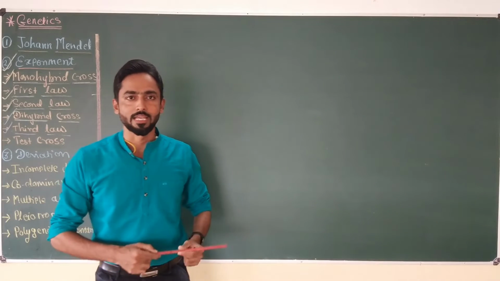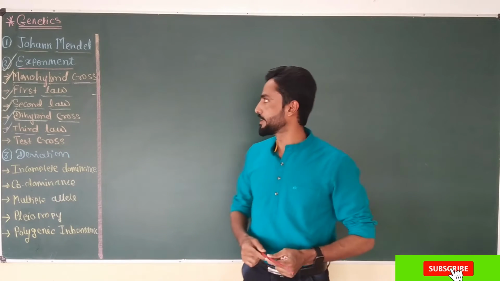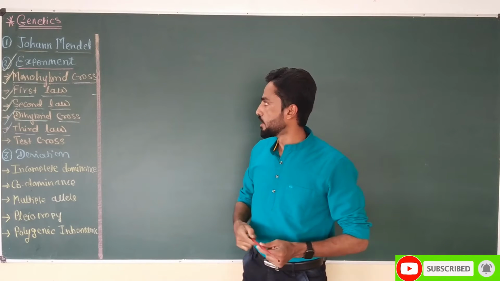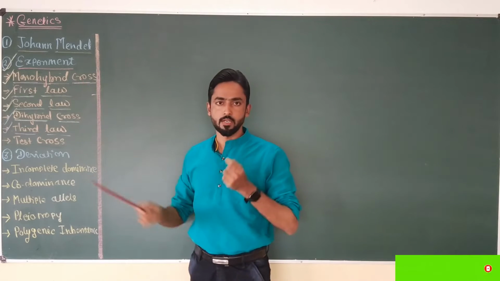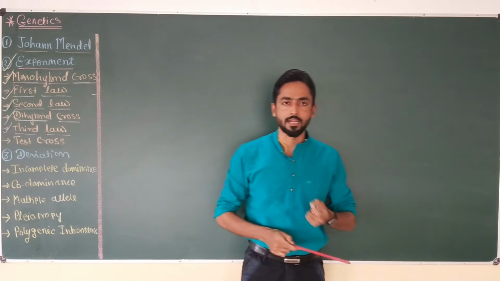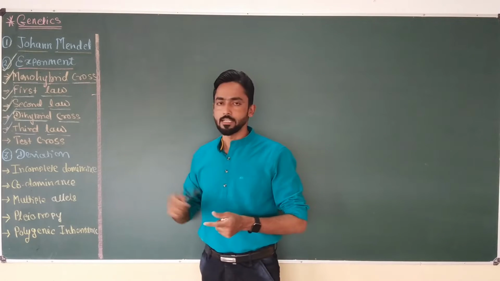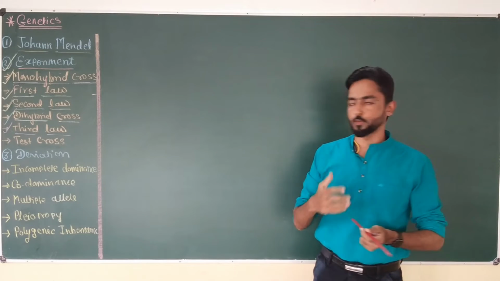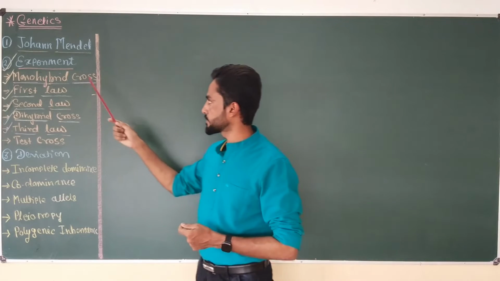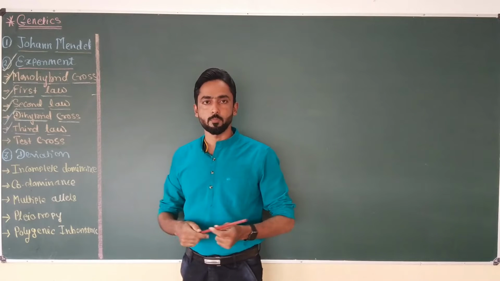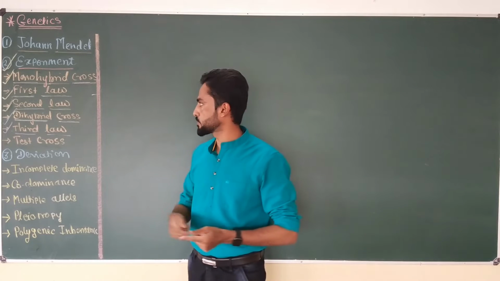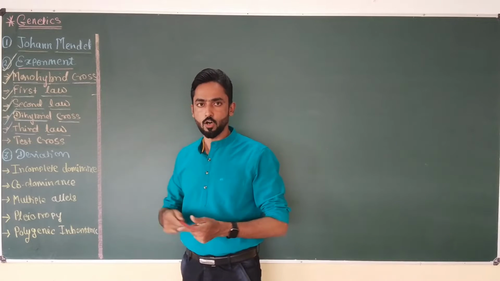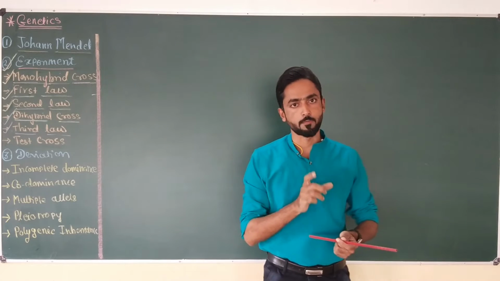Hello everyone. In this video series, I have already discussed the biography of Gregor Johann Mendel, then the monohybrid cross which Mendel performed on garden pea plant. In this type of cross, he studied the inheritance pattern of a single character from parent to progeny, and on the basis of the results of the monohybrid cross, Mendel proposed two different laws, which are called the first law of inheritance and second law of inheritance, or law of dominance and law of segregation.